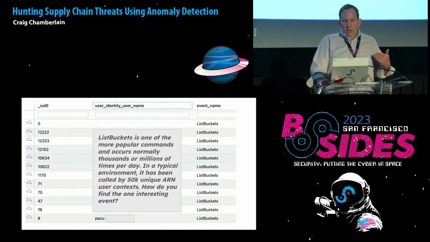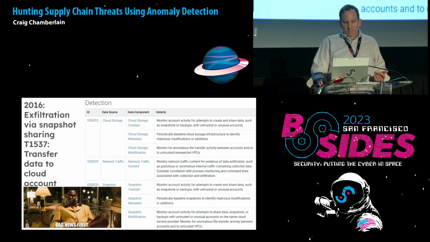So the problem is, how would you find, in that second example, when this one role associated with a WAF service that has no reason to call list buckets starts calling it? The data was there, but it might be one user context amongst tens of thousands.